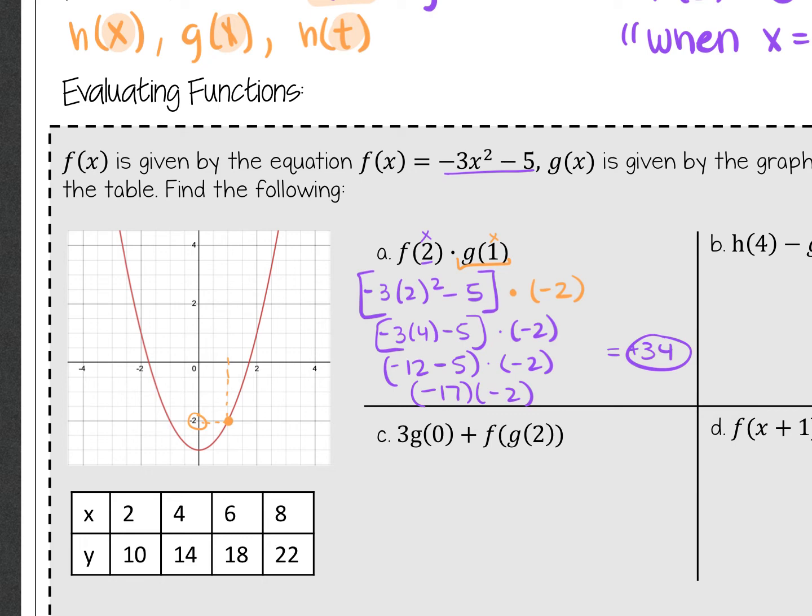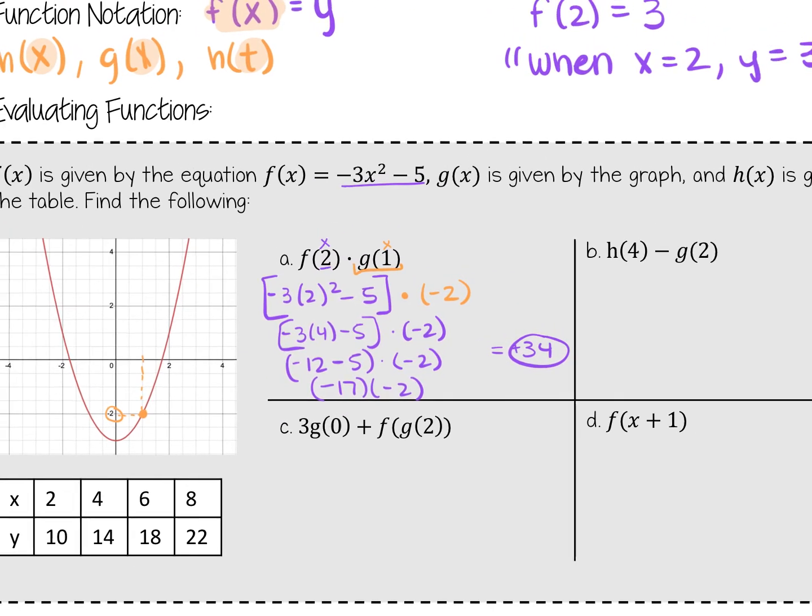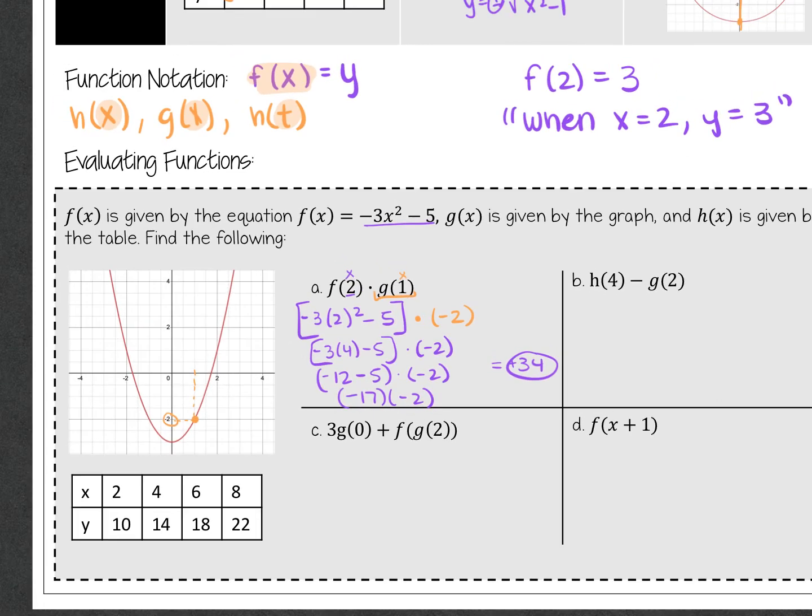All right, let's try these other ones. So we have h of 4 minus g of 2. H was our table. So h of 4 is saying again, when x equals 4, what is y? When x is 4, y is 14. Minus g of 2. We're going to follow 2 on this graph, and it looks like it's at 1. So 14 minus 1 is 13. Okay? All right, moving on.